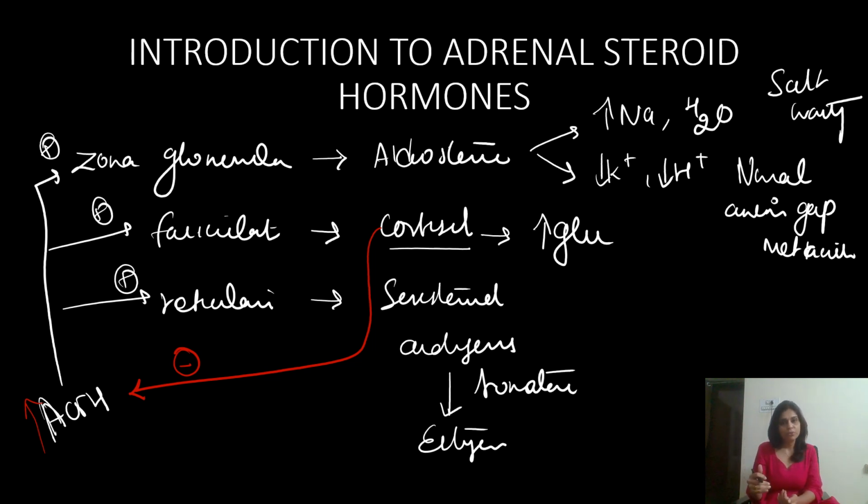Cortisol is not produced. When cortisol is not produced, in a feedback mechanism, what is stimulated? ACTH is stimulated, and that ACTH causes adrenal glands to undergo hyperplasia. That is by the name congenital adrenal hyperplasia.